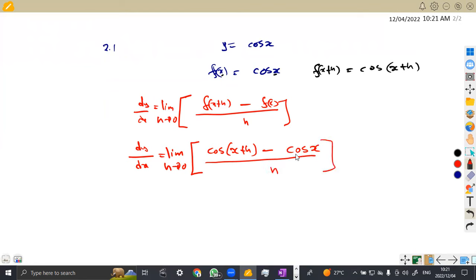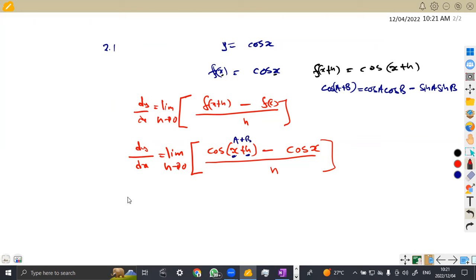There are actually so many ways of doing this first principle, but in this case, I'm going to use our identities. Remember from our identities, we have cos(A+B), which is going to give us cos A cos B. Then we introduce a negative, which is going to be sin A sin B. Let's take this into consideration here because we've got x+h, so this is the same as A+B.